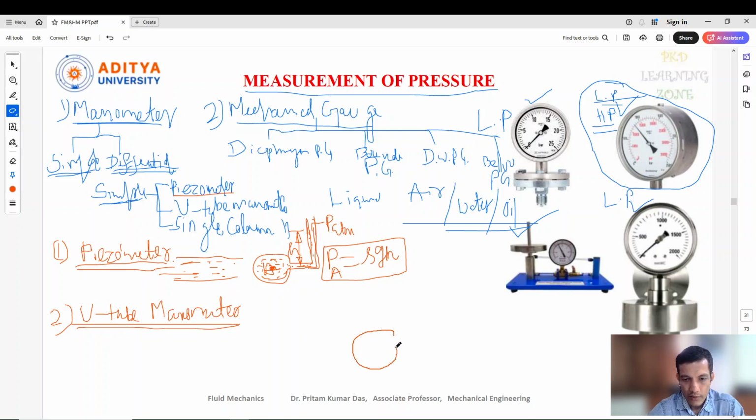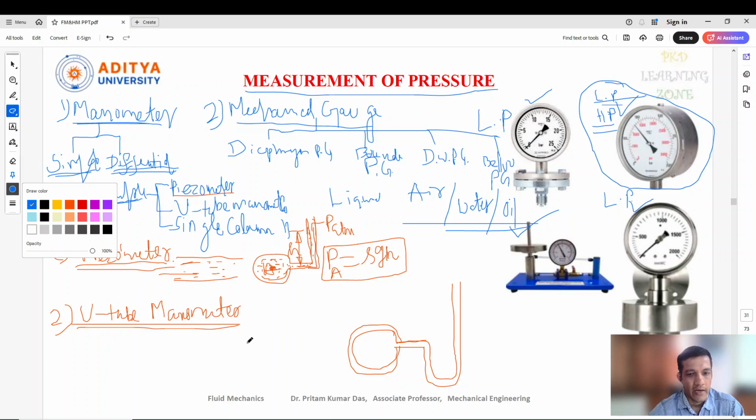Suppose this is the pipe, and here inside this. Now as I told you, this is a U shape, and the U shape can be drawn like this. Suppose this is the pipe, and in this pipe let's consider the liquid flowing is water. Simple thing: the water is flowing inside the pipe, and we need to find the pressure at this point. Let's call this point A.